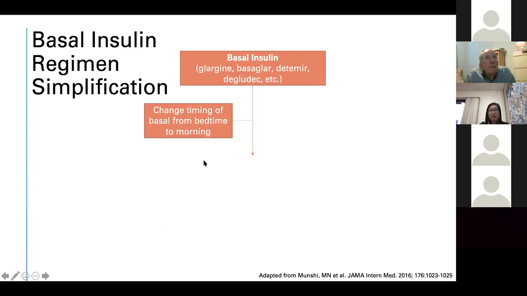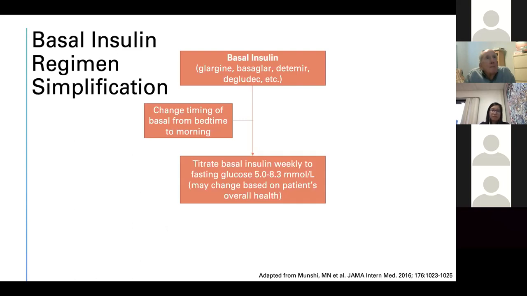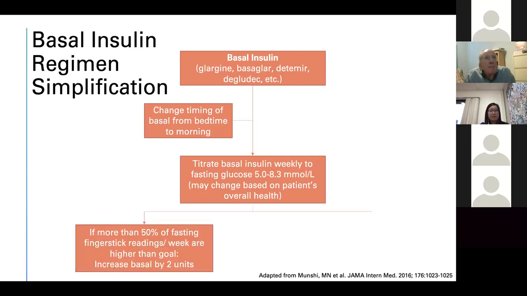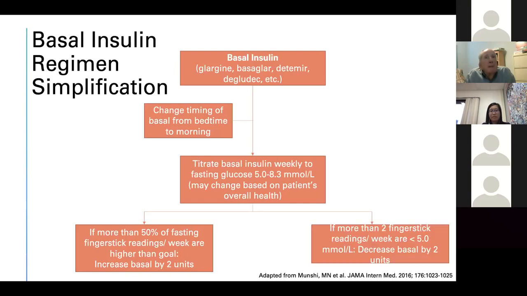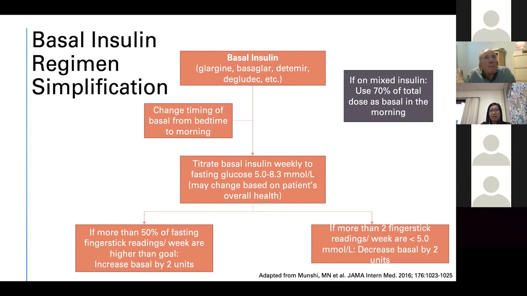And what you want to do is titrate the basal insulin weekly to a fasting glucose between 5 to 8.3 millimoles per liter. This can change based on your patient's overall health status. If more than 50% of the fasting finger stick readings per week are higher than goal, then you want to increase the basal by 2 units. If more than 2 finger stick readings per week are less than 5 millimoles per liter, then decrease the basal by 2 units. If your patient is on mixed insulin, you want to use 70% of the total dose as basal in the morning.